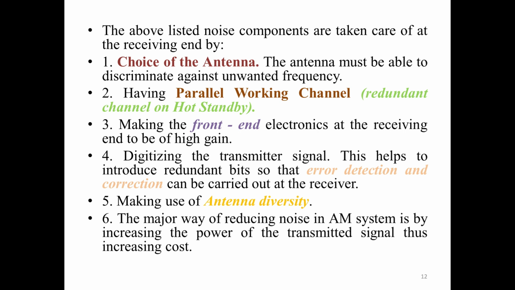3. Making the front-end electronics at the receiving end to be of high gain. 4. Digitizing the transmitted signal. This helps to introduce redundant bits so that error detection and correction can be carried out at the receiver. 5. Making use of antenna height diversity. And 6. The major way of reducing noise in AM system is by increasing the power of the transmitted signal, and this usually increases cost.